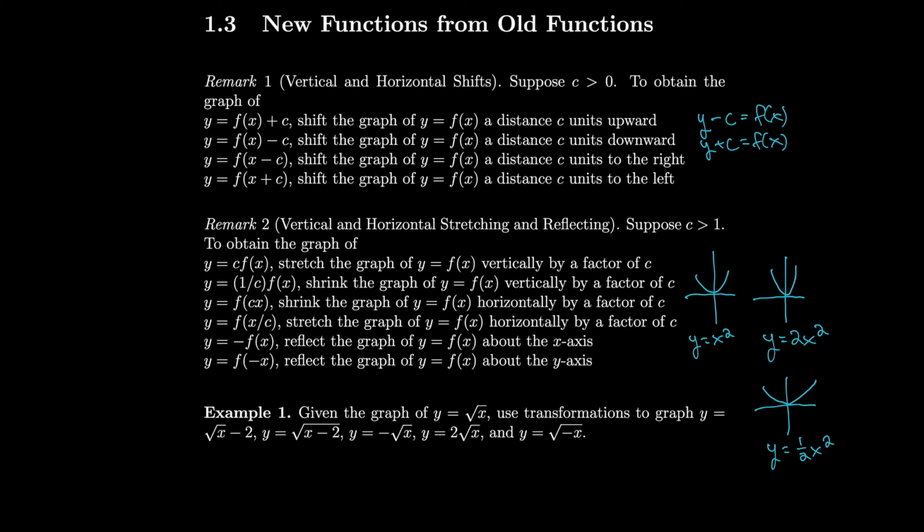If we multiply the x inside, then it shrinks the graph horizontally. If we divide the x inside, it stretches it horizontally. If we multiply f of x outside by a minus sign, then it reflects the graph about the x-axis. So it's an up or down reflection, which makes sense. You multiply the y value by a negative, you flip it up or down. And if you multiply the x value by a negative inside the function, then you reflect left and right about the y-axis. Okay, so let's do an example.